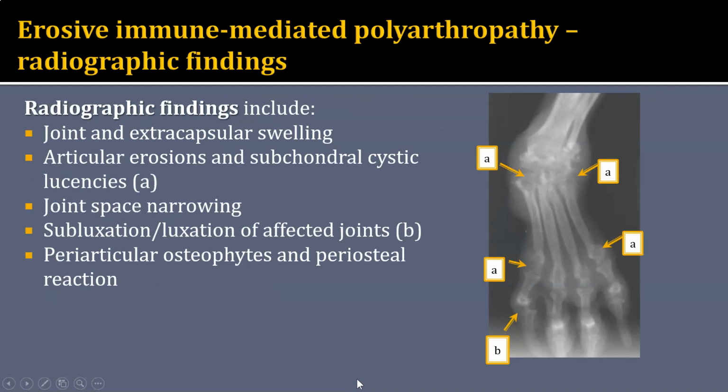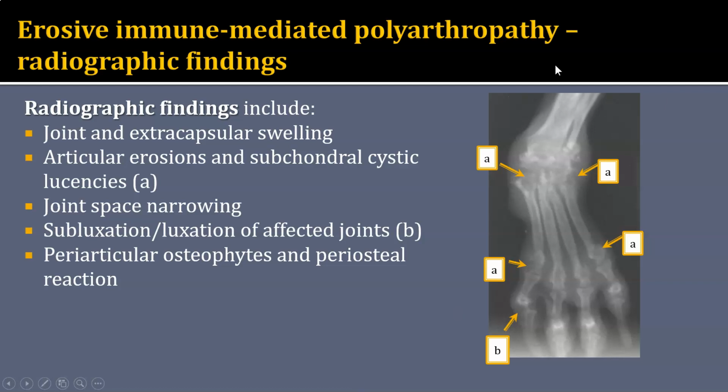This slide lists the radiographic findings that we might identify, and it's important to note that the initial finding in the erosive IMPA is still just the joint and periarticular swelling, and radiographic bone involvement can take several weeks after the onset of clinical signs for us to be able to identify, and then those osseous changes will become more obvious as the disease progresses.